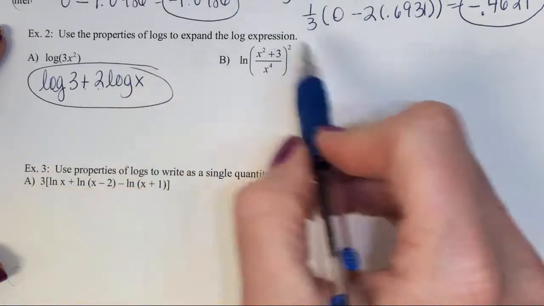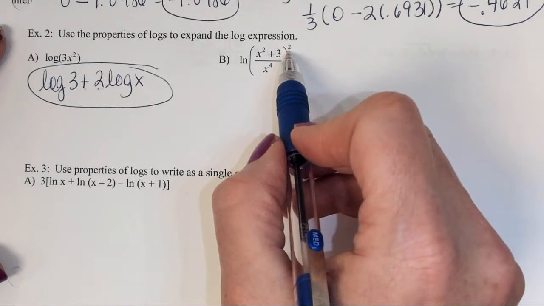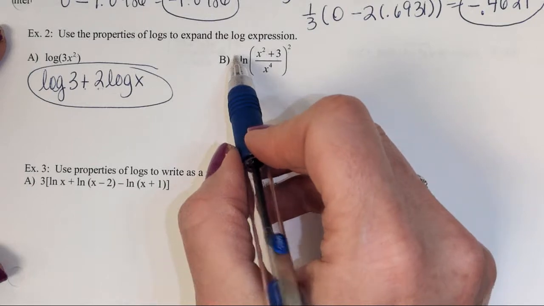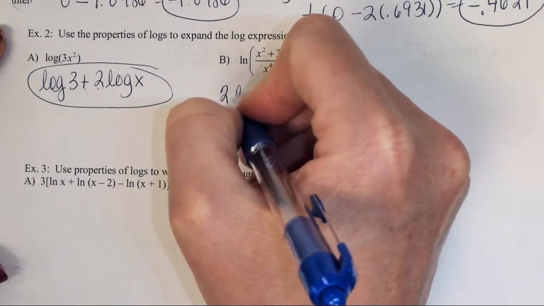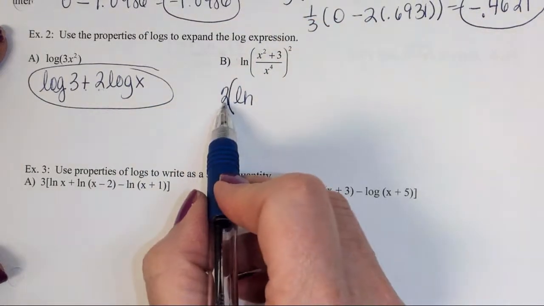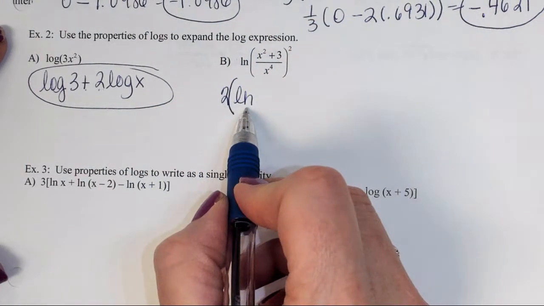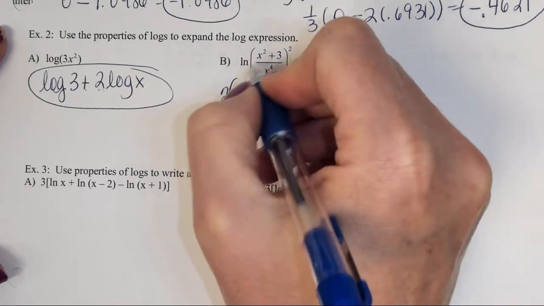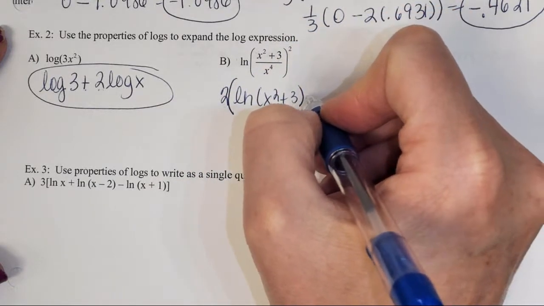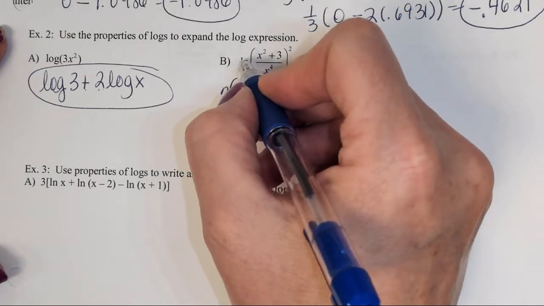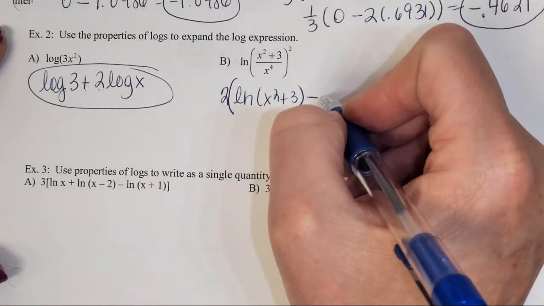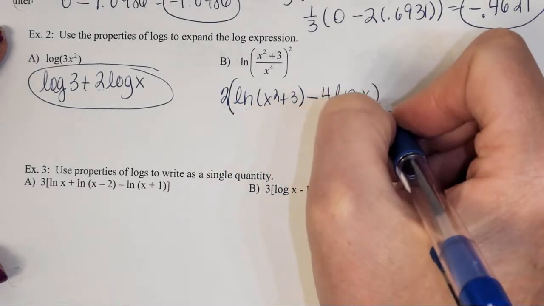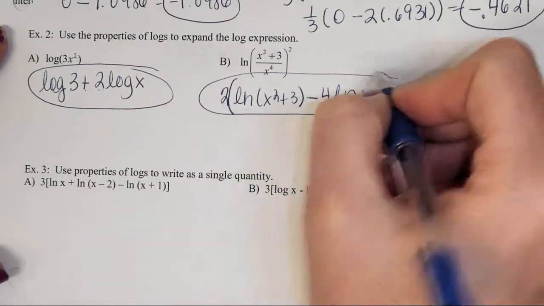All right, what about this one? What do I do first with that 2? Bring it down in front, right? So it's going to be 2 natural log. Now, this 2 goes with the whole thing. Okay, it's 2 natural log, and I've got x squared plus 3. What does the division turn into? Subtraction. And what should I do if, instead of writing natural log of x to the 4th, what should I do with the 4? Yep. And that's the best answer.